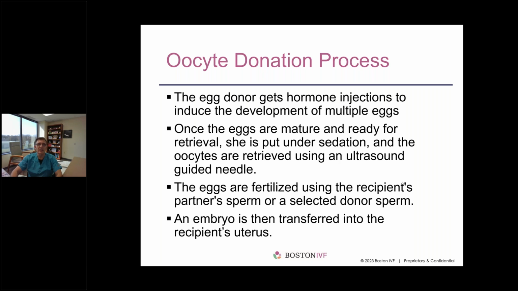What is involved in the oocyte donation process? It's exactly the same as when a woman goes through in vitro fertilization. So basically, the egg donor is going to get injections of FSH and LH to try to develop a good number of eggs. When the eggs are mature, when the eggs are ready, they're given the LH surge in the form of an HCG shot. They're put under sedation. It's usually conscious sedation, not general anesthesia, usually an average of 10 minutes. And during that time, the oocytes are retrieved using an ultrasound guided needle.